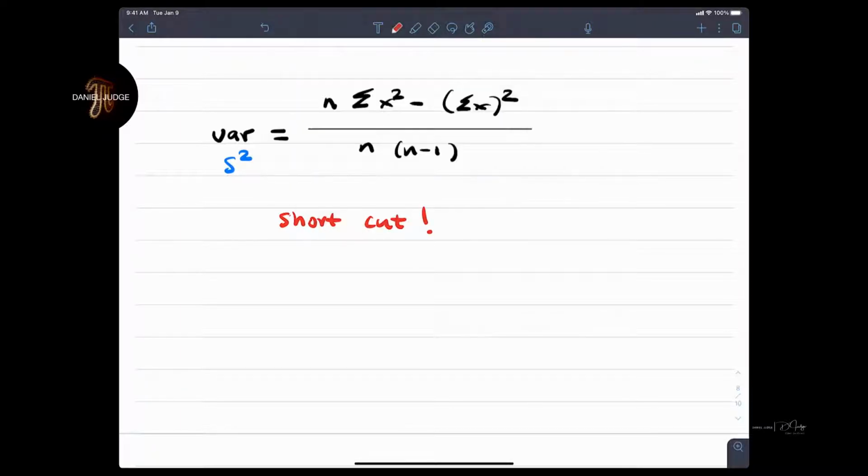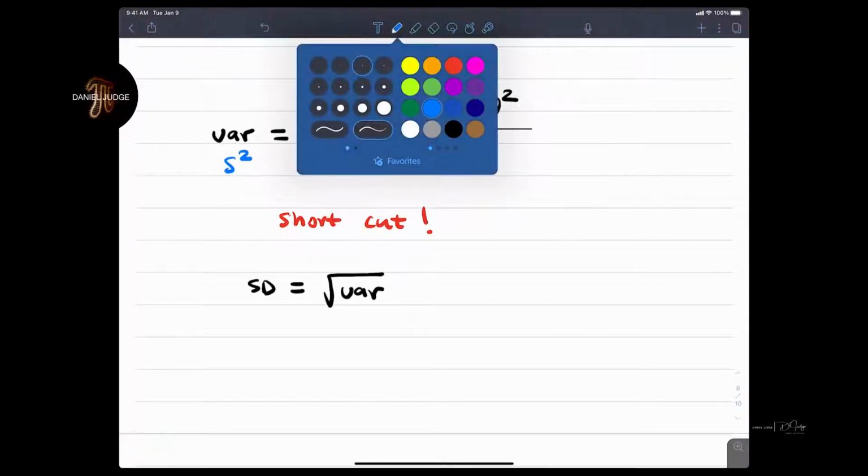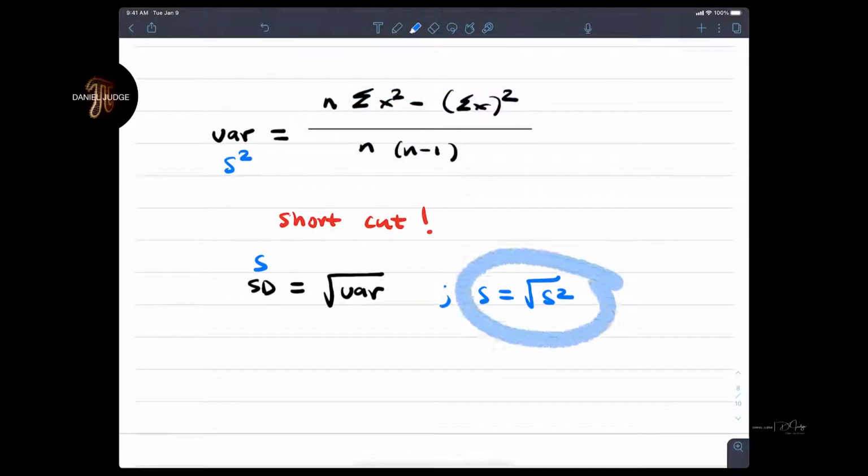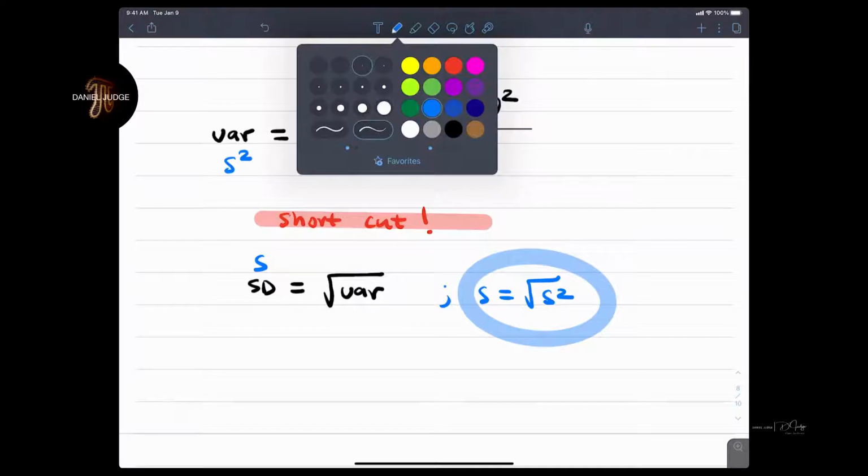And once you get the variance, the standard deviation is the square root of that variance. And remember, the symbol for the sample standard deviation is s. So what we're really saying is s is the square root of s squared. This is what this means in words. Okay, you guys okay with that? So this, believe it or not, is in fact the shortcut formula, and this is what I recommend you guys use.